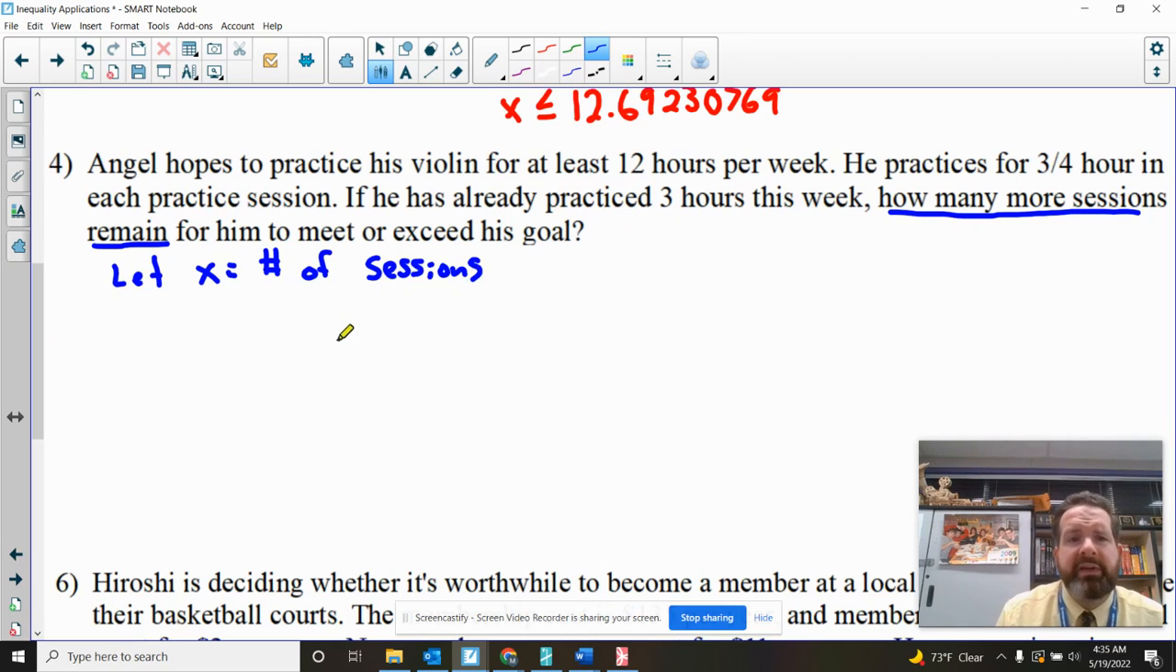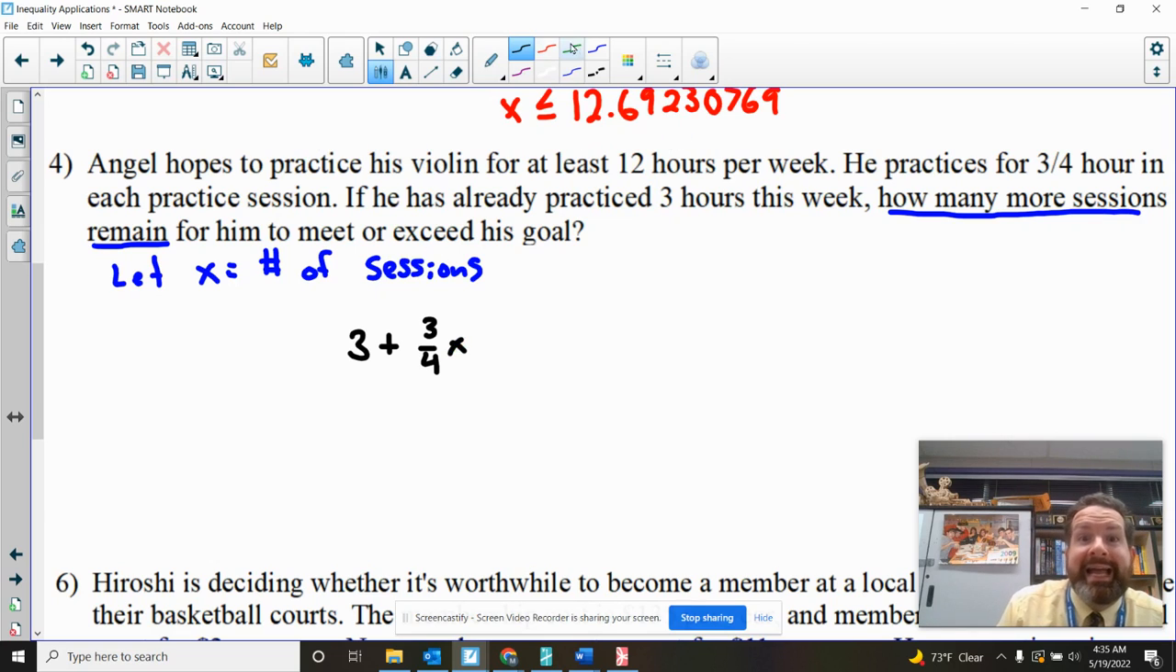Let's then see what we have. So we've already practiced for 3 hours. So 3 hours plus another 3/4 of an hour for each practice session. So 3/4 of an hour times the number of sessions, right? Because if it's one session, you did 3/4 of an hour once. 2 sessions, 3/4 of an hour twice, and so on.